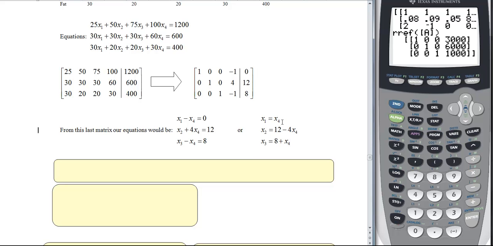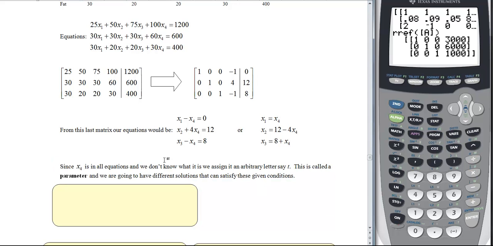But guys, I need something for X sub 4. Now X sub 4 is what we're going to call a parameter here. It's in all the equations. We don't know what it is, so assign it an arbitrary letter, say T. This is called a parameter, and we're going to have different solutions. Now we've seen this before. We said we had infinite solutions back then, but there's an issue here, and we'll look at it in just a second.